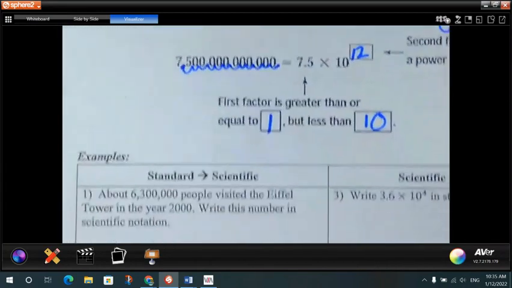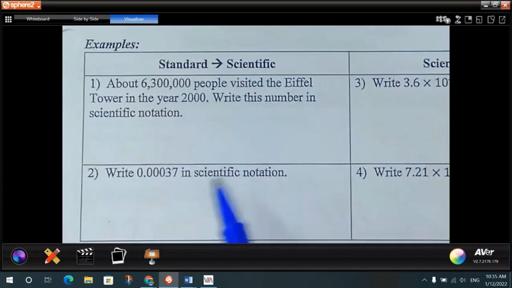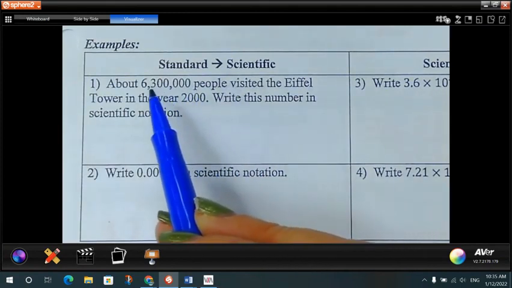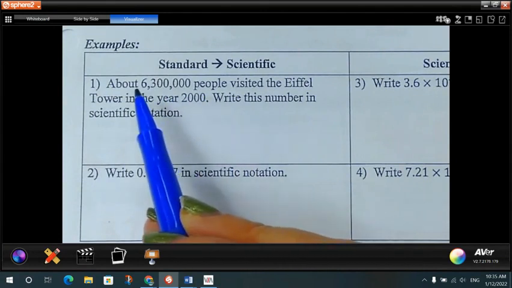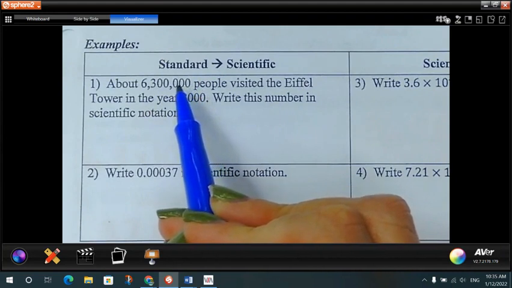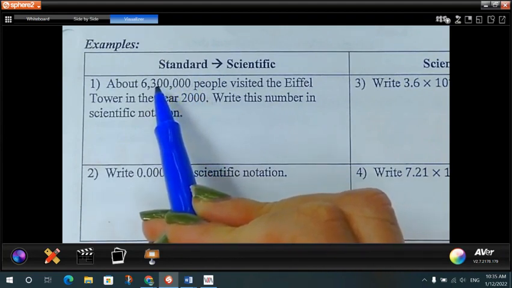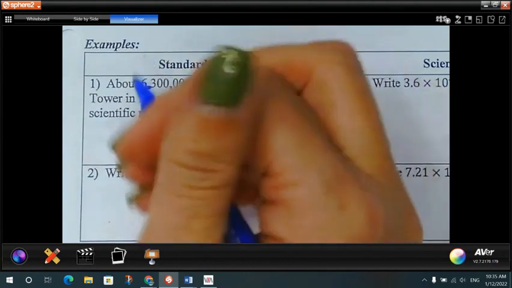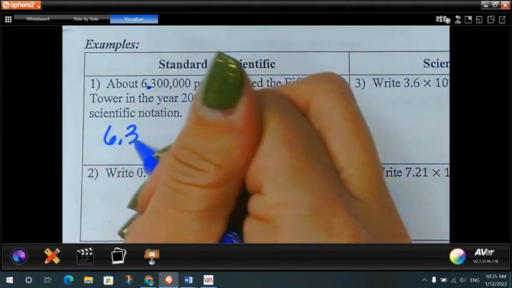So let's practice a few. Here's another one. About 6,300,000 people visited the Eiffel Tower in the year 2000. Write this number in scientific notation. So for our first number, we need a number between 1 and 10. So my decimal point is here. If I put my decimal point here, I'd have the number 63. That's not between 1 and 10. Right here, though, at 6.3, that is between 1 and 10. So my first number is 6.3.